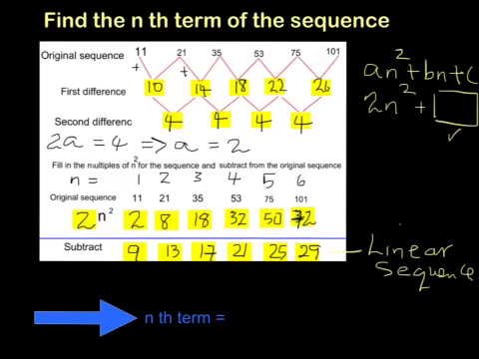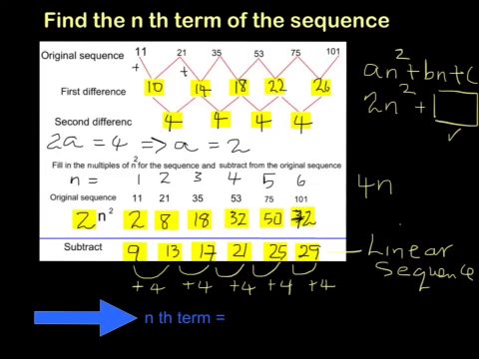So let's see how the sequence is progressing. We have 9, and then we go to 13, so we're adding 4. And we're adding 4 every time. So the sequence is going up by 4. So the nth term of this linear sequence, since it's going up by 4, is going to be 4n.